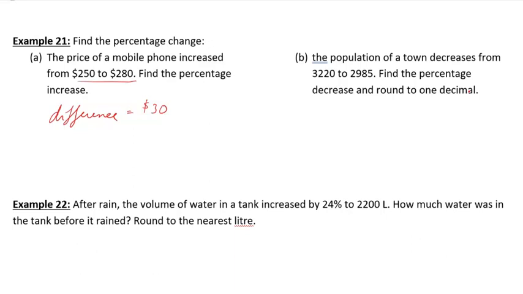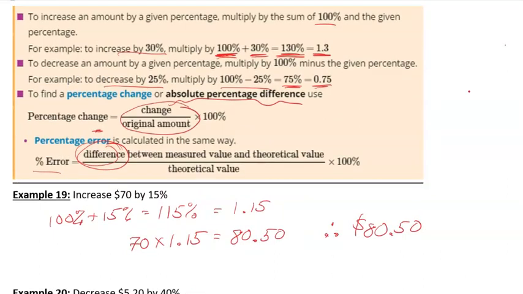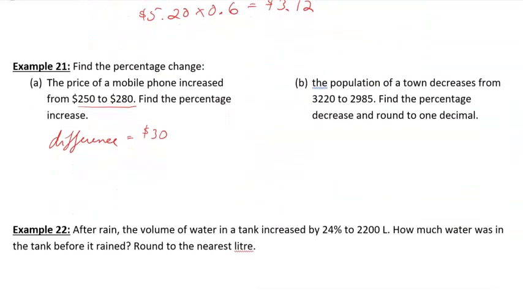So we started with $250, and so let's go back and look up here. Percentage change is the change over the original. So we've got $30, that's the change, that's the difference, over the original, which is 250. And of course, how do we make that into a percentage? Times 100. With a lot of canceling, we're going to get 12. And it's going to turn out that 12% is our percentage increase.